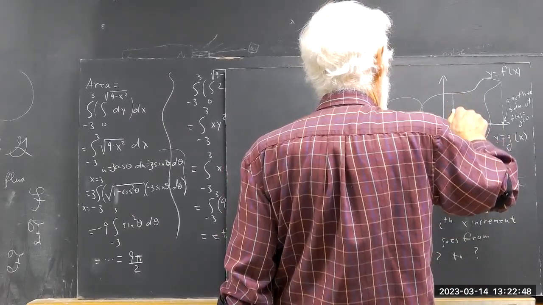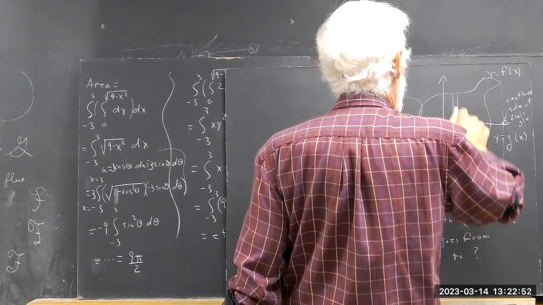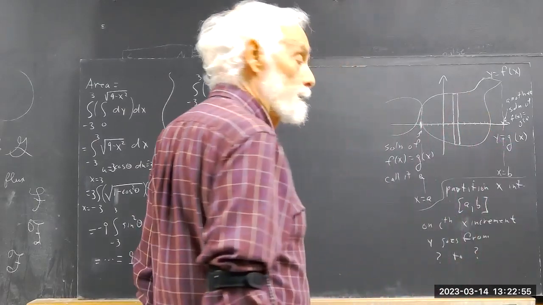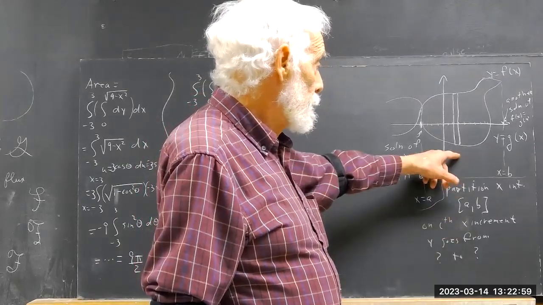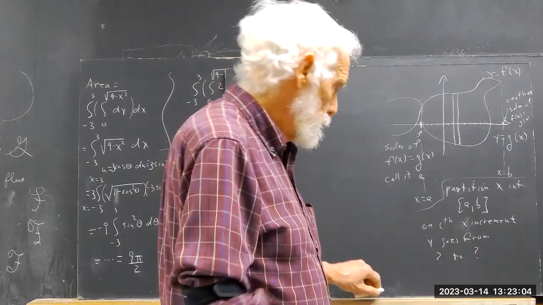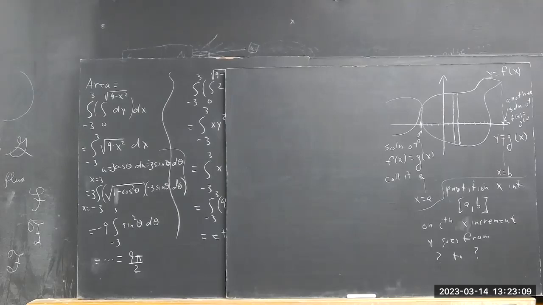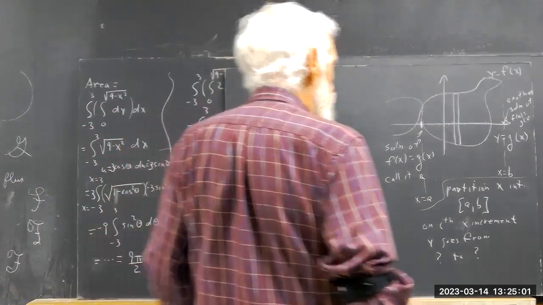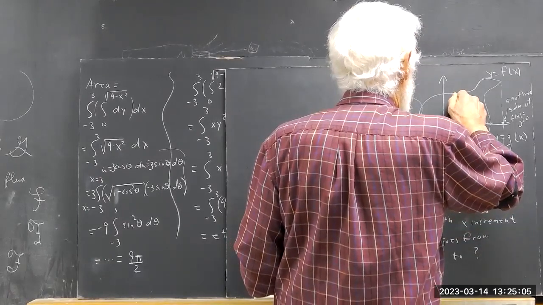And right here is what we get from a typical interval, right? So the ith x increment, call that the ith x increment. y goes from what to what? You can write it down. Well, y goes from here to here.